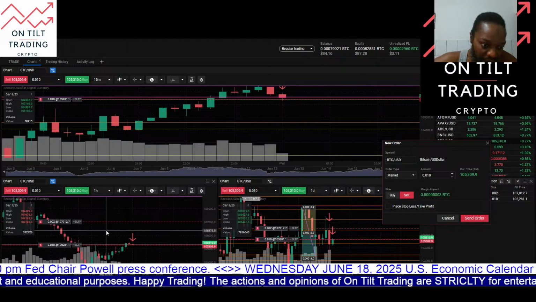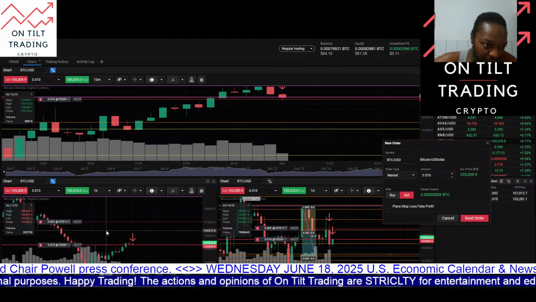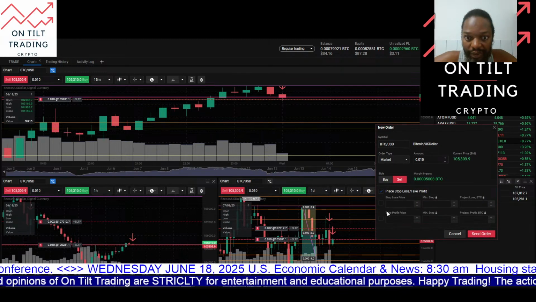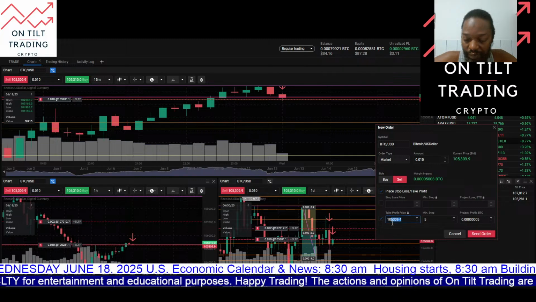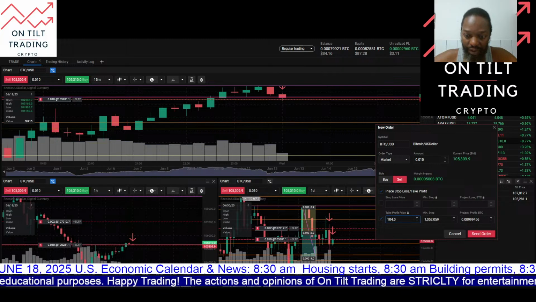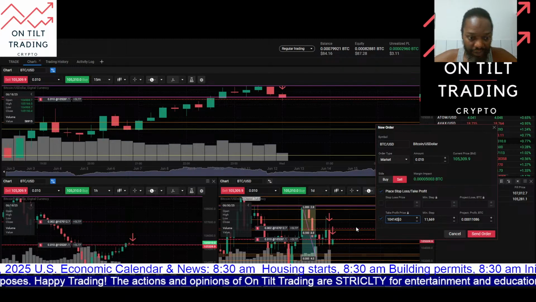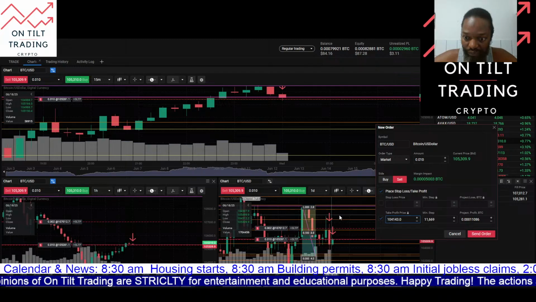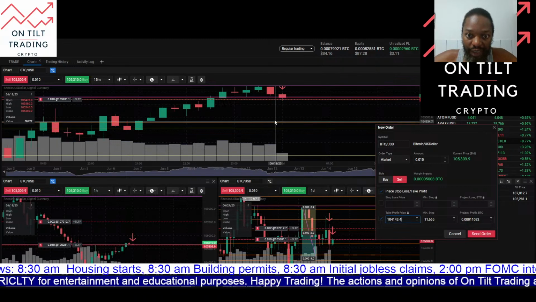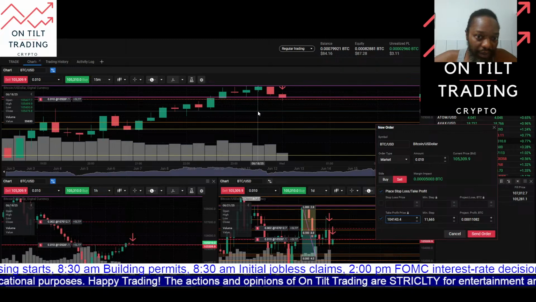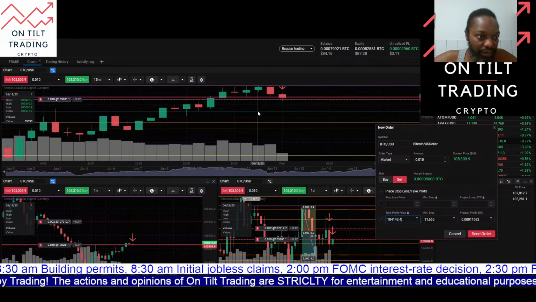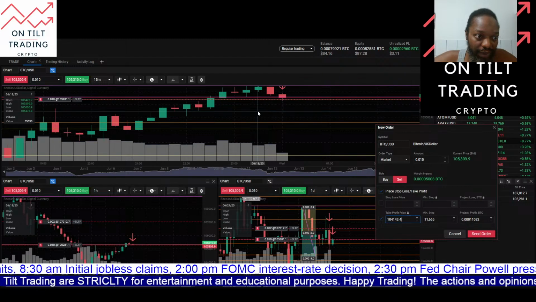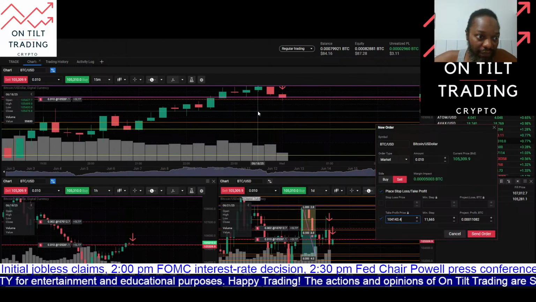My intraday target, if this continues, would be 104,143.4. So I'm going to set that up just in case there's continuation. But I won't take the intraday position until I see my setup completely here. And then my stop loss would be just above this high here, which is 105,499.9. This will be 105,500.1.